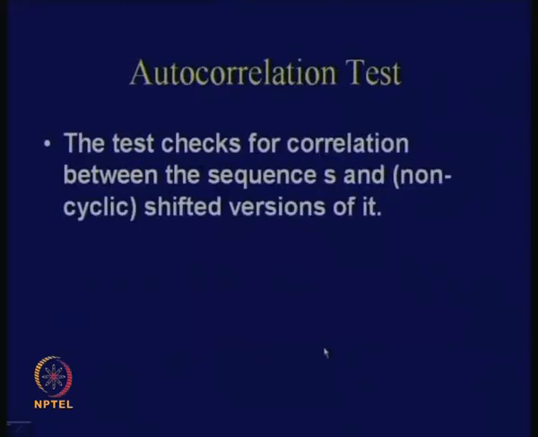so that you can prepare. So the autocorrelation test is also very simple. The autocorrelation test checks for correlation between the sequence S and non-cyclic shifted versions of it. We have already seen autocorrelation. Autocorrelation means you take a sequence S, consider the shifts of that particular sequence, and see how many times they match. We have seen this in our correlation attack test also. It's something similar, only autocorrelation means with the same sequence, with itself. How many times there are coincidences.